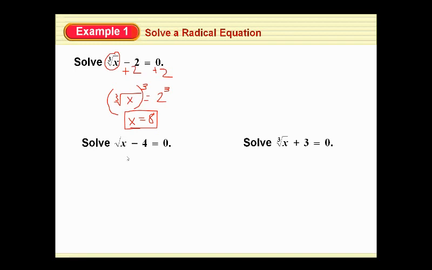Okay, I'll do the next one with you, and then you're going to do the third one yourself. So this is the bomb. I don't want to mess with the bomb until I've gotten rid of the innocent bystanders by it. So I'm going to add 4 on both sides. And this is the square root of x equals 4. I get rid of a square root by raising it to the second power. So x equals 16.